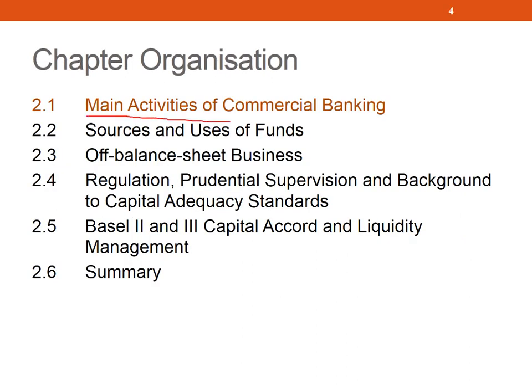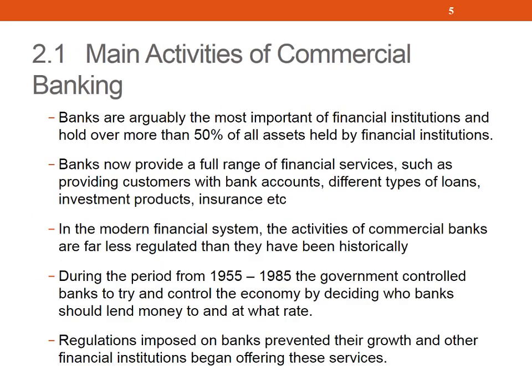So let's start off with what the main activities of banks are. Banks are arguably the most important of all financial institutions, and one of the reasons we argue that is because they hold more than 50% of all assets held by financial institutions. Modern banks provide a full range of financial services. So for example, banks provide their customers with different types of bank accounts, different types of loans. For example, an individual might have a car loan or a mortgage loan to buy a house, different types of investment products, insurance policies, financial planning services, as well as other services.